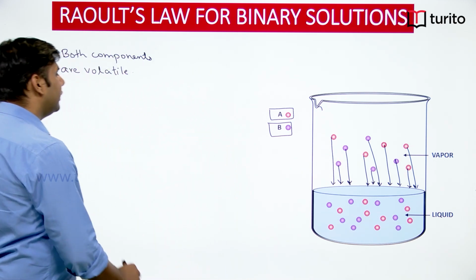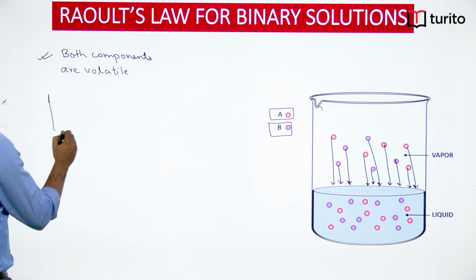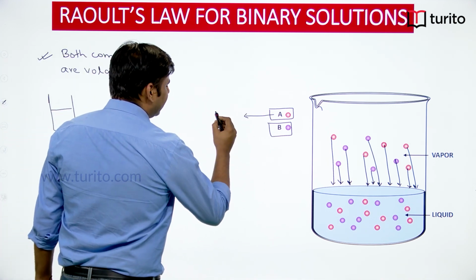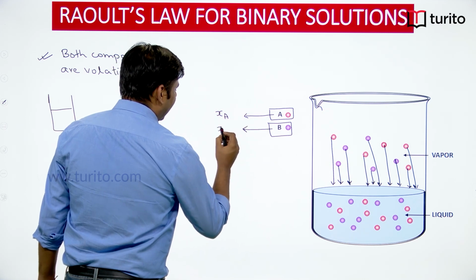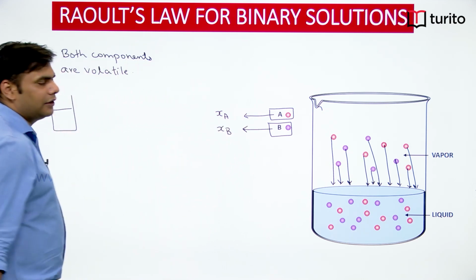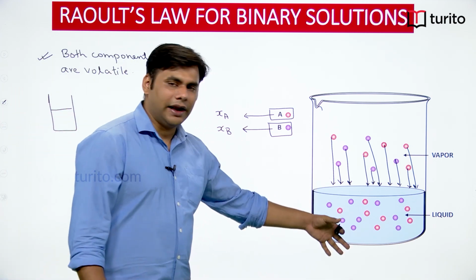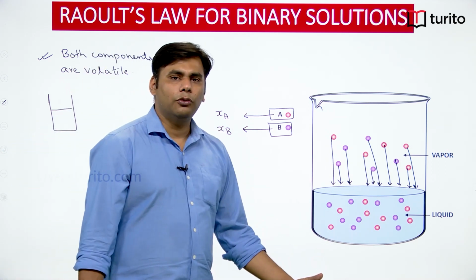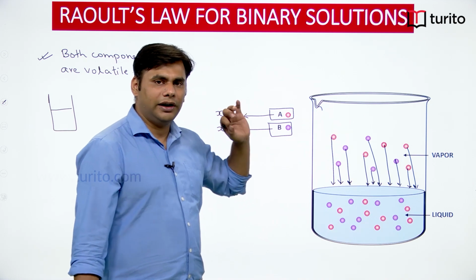Let us say we have in a container XA as the mole fraction of A and XB as the mole fraction of B. Suppose we mixed Na moles of A with Nb moles of B. Both the components were volatile, so both the components form vapor.